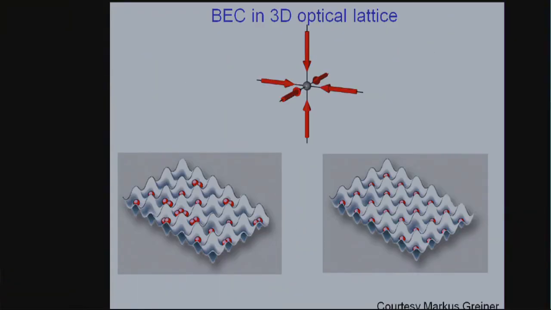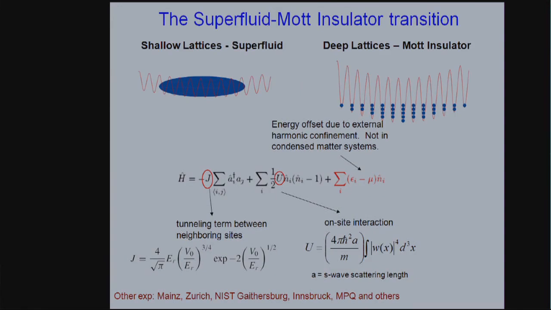Let me just conclude by showing a few slides on how this can be observed. In one case, we have an insulating state with a definite number of particles per site, and here we have a superfluid state, which has the normal fluctuations in number. Here's another cartoon picture of a condensate in the lowest Bloch wave function, and here you have localized number states.